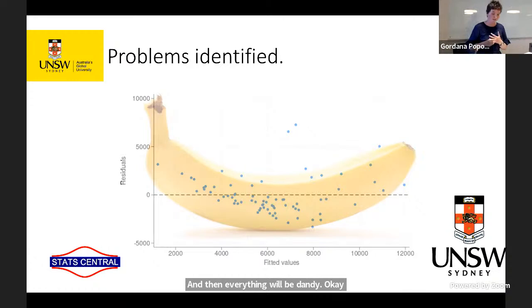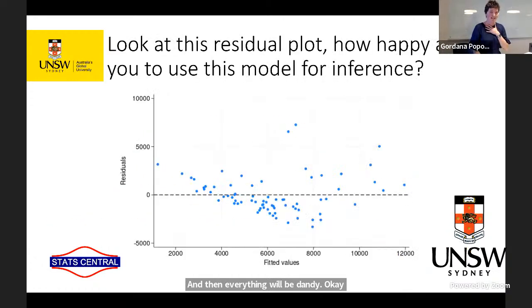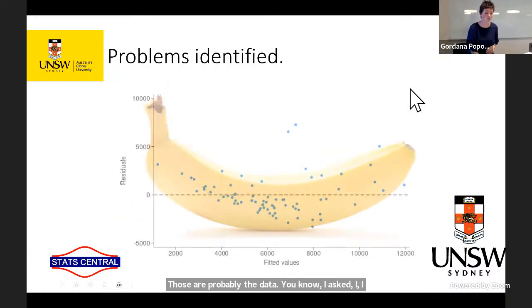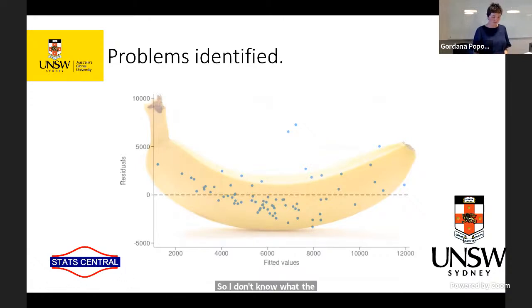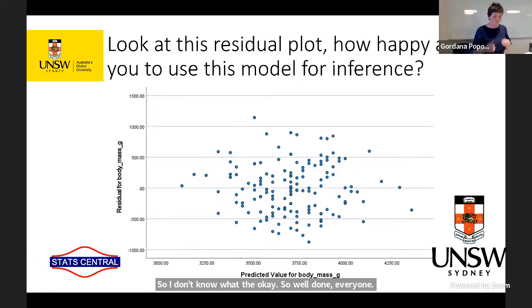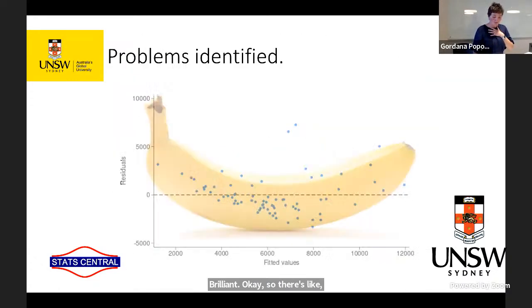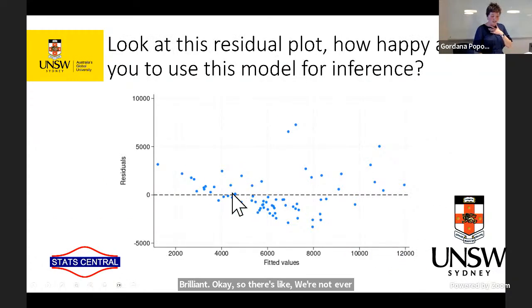Okay. The original plot of the data. The original plot is like that. Oh, sorry, the original plot of the data. No, I crowdsourced the residual plot, so I don't know what the data are. Okay. So well done, everyone. Brilliant. So there's like nine of these. Laura and I were thinking also the variance. Yes, you're right. The other thing is the variance is also increasing. There's a fan shape, but it's a curved fan shape. That's true. Both problematic. That's great.